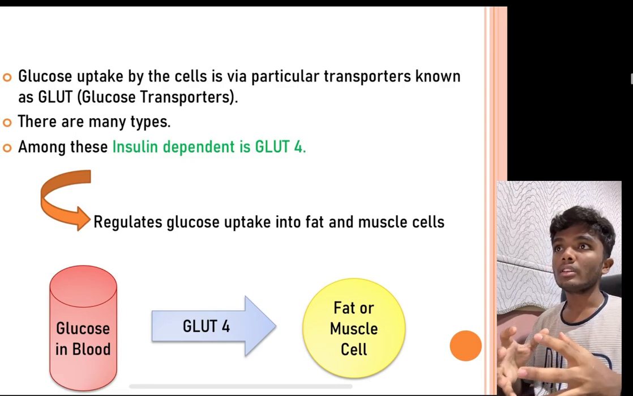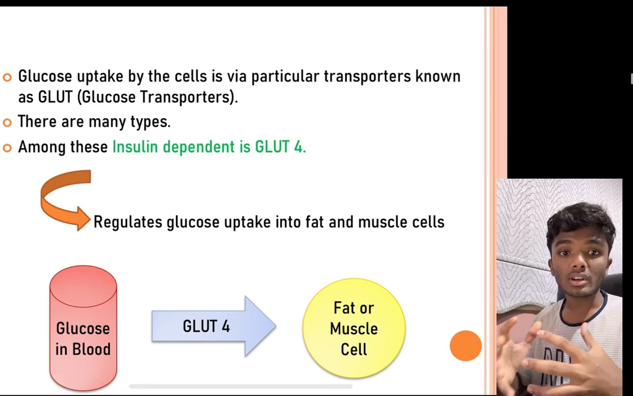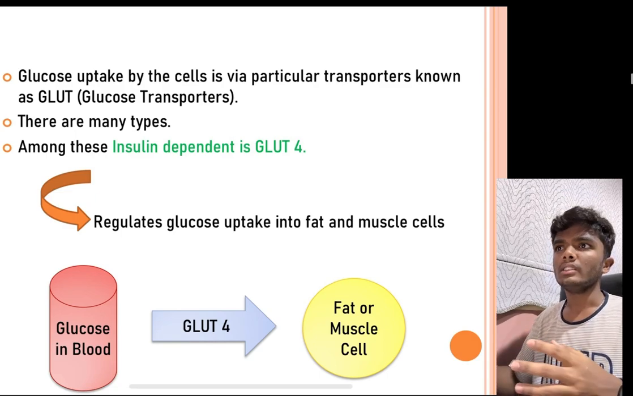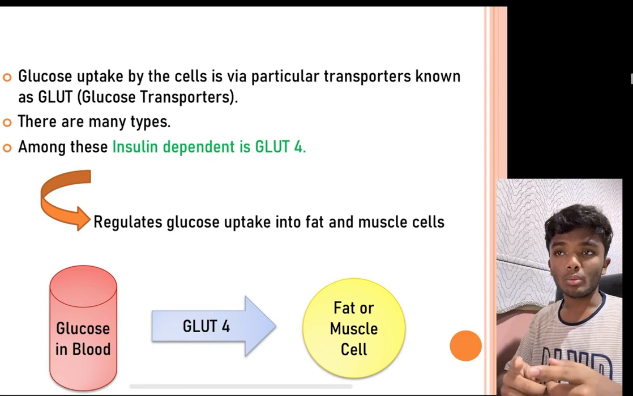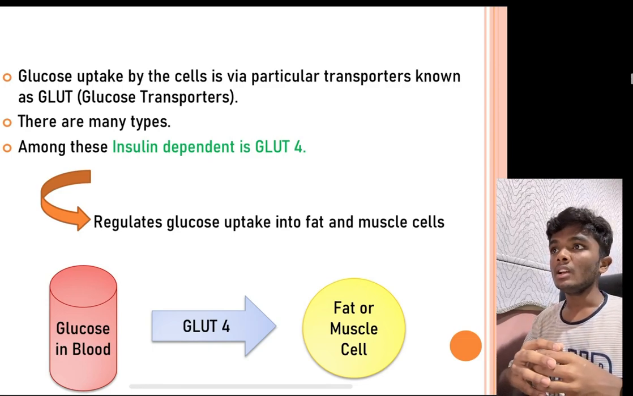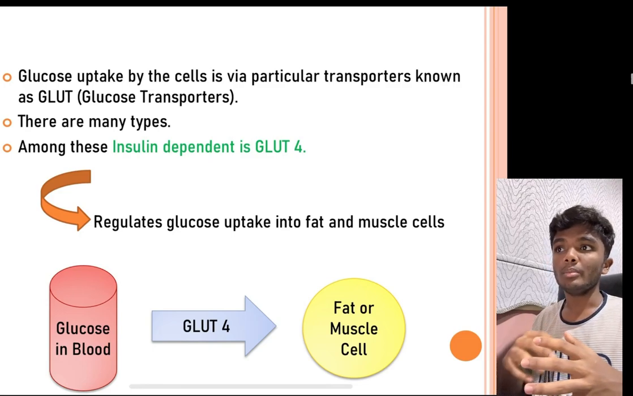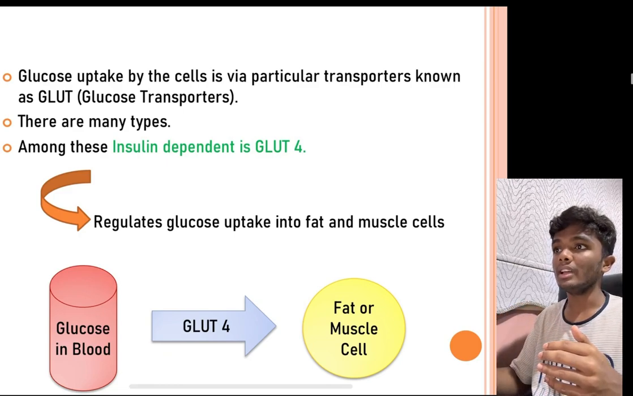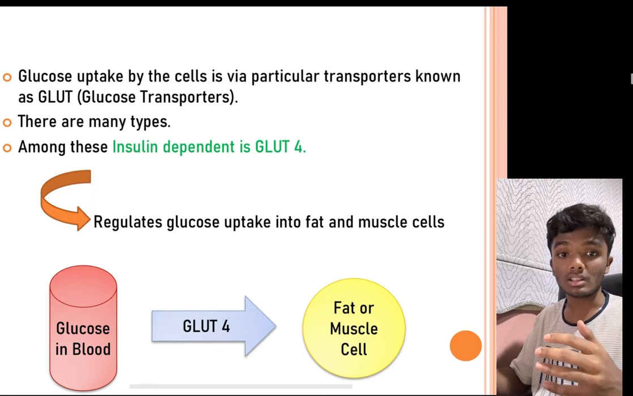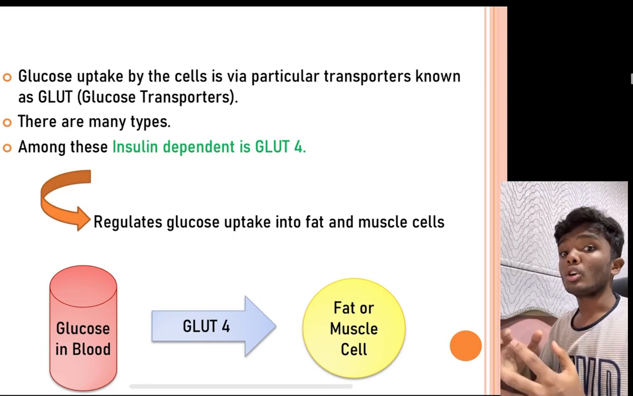It requires particular transporters known as glucose transporters or GLUT. There are quite a few types. Among these, the insulin dependent one is only one type, that is GLUT4. The circulating insulin levels mediate the GLUT4 receptor and regulate the glucose uptake into fat and muscle cells. So this occurs in normal condition.